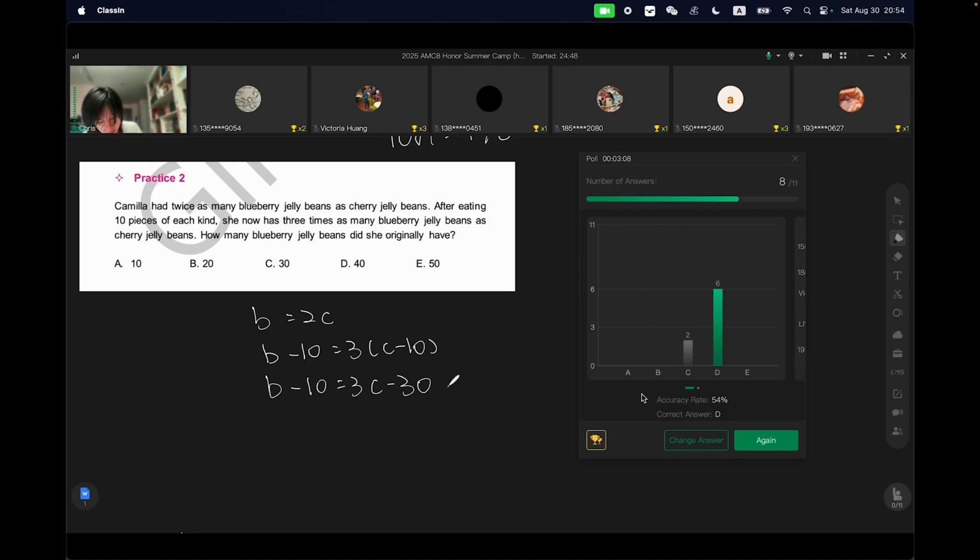And by expanding that, we have B minus 10 equals 3C minus 30. And it also says that B equals 2C. So by substituting that, we have 2C minus 10 equals 3C minus 30. So 2C plus 20 equals 3C. And C would be equal to 20. So there were originally 20 cherry jelly beans. And it says that he had twice as many blueberry jelly beans as cherry jelly beans. So 20 times 2 equals 40. And that would be equal to B. So therefore, the answer is D, 40.